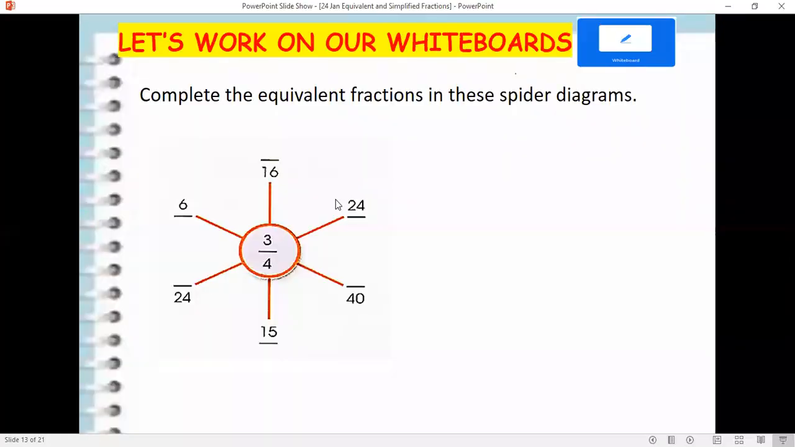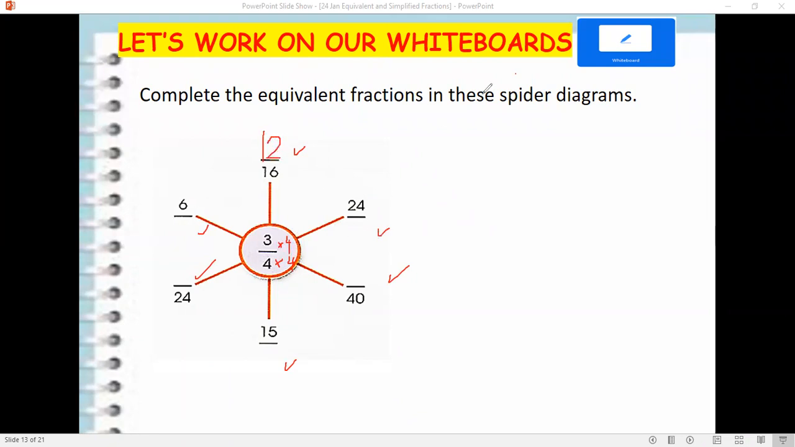Okay, let's try to answer this spider diagram. Complete the equivalent fractions in this spider diagram. Now, we have 3/4 in the middle. This one is missing denominator, numerator, denominator, numerator, denominator, numerator. So let's start here. What is missing? The numerator. What did we multiply in 4 to give us 16? 4. So we will multiply 3 by 4. Therefore, this is 16.